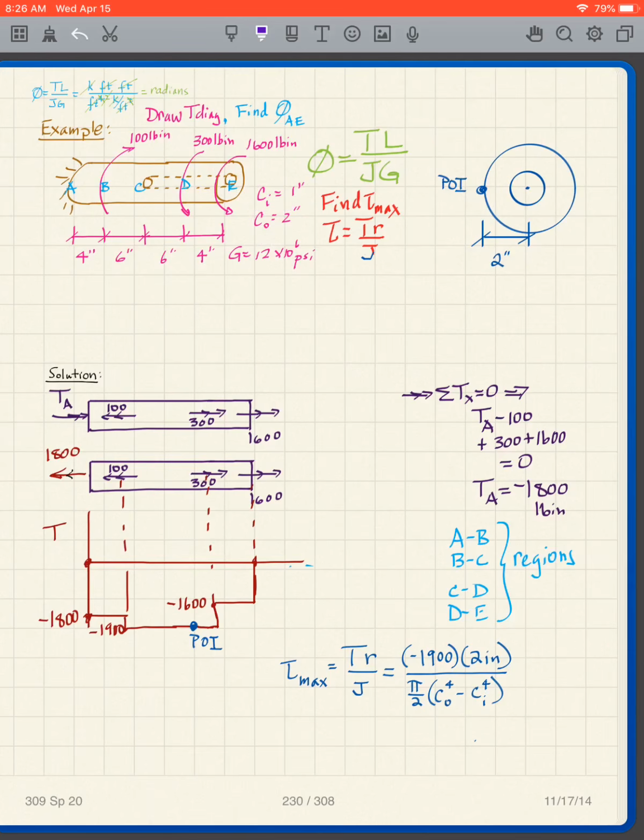And the problem is to, one, draw the torque diagram. And we want to find, oops, I shouldn't have said this. So this is not given here. Okay. What I want to find is I want to find tau max. And I want to find phi AD.